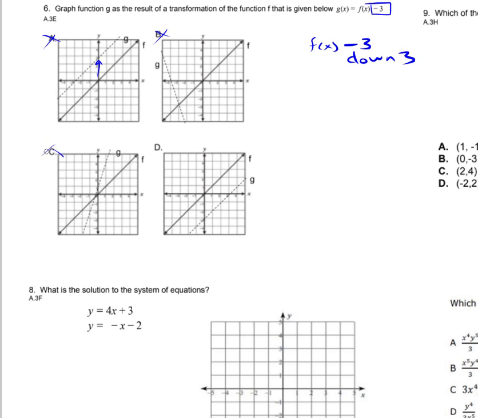Which is also out, because to accomplish that, basically what I'd be doing is I'd be multiplying the whole thing. So I would need something on this end multiplied times the f of x. This one here, the f goes down by exactly 3. So that tells me that's the minus 3 I'm looking for. That's the down 3. So the answer is D.